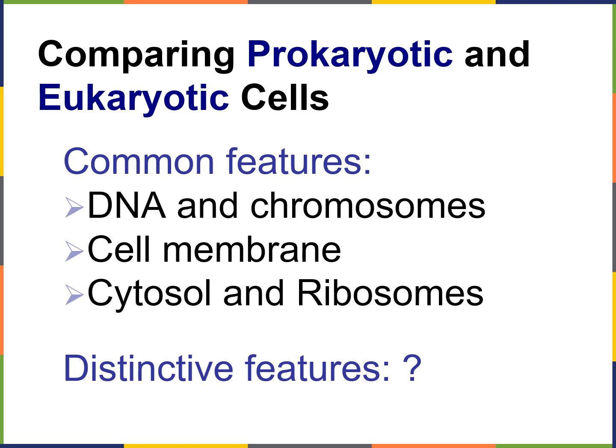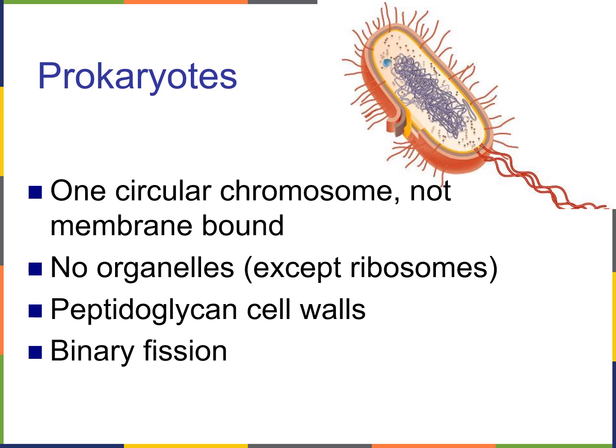Okay, so now let's talk about some of the distinctive features. Well, with prokaryotes, and if you see in the upper right hand corner, that is a typical bacteria cell. Okay, so prokaryotes, remember, they're extremely small. They do not have a nucleus. They do not have traditional organelles, with the exception of ribosomes. I mentioned that they have one circular chromosome. It is not membrane bound. Therefore, there is no nucleus.